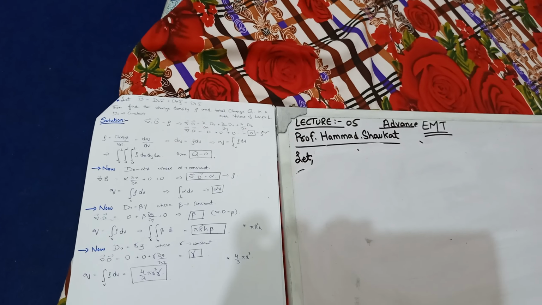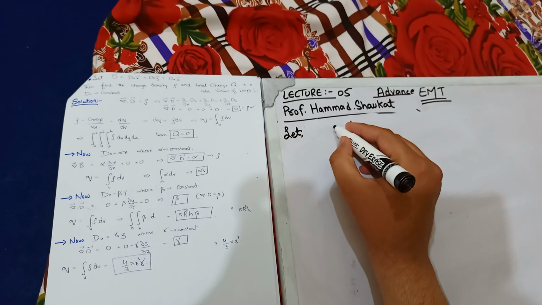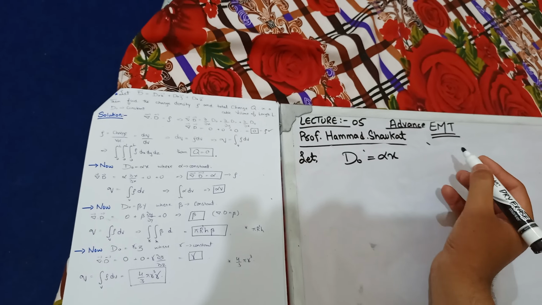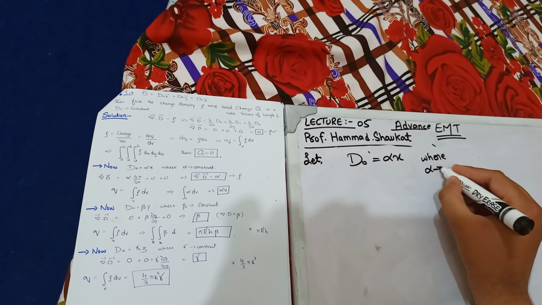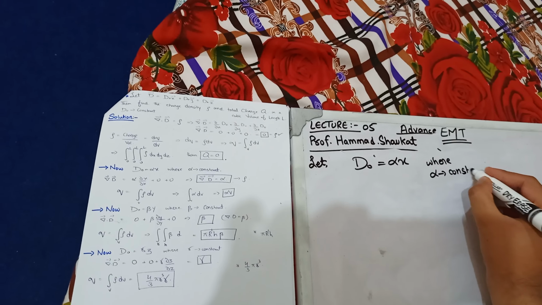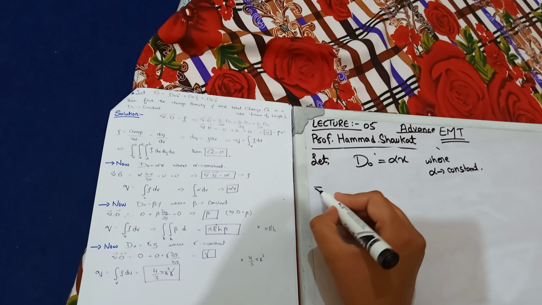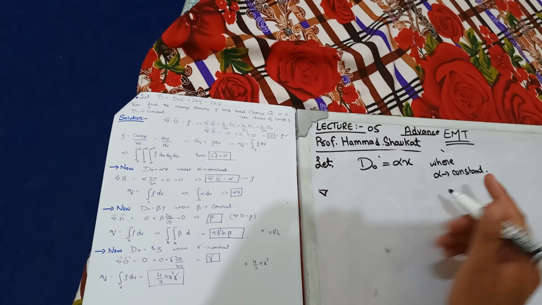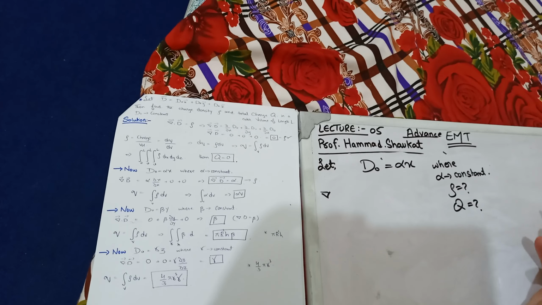There is another further question for this. Now let's suppose D naught is equal to alpha x, where alpha is a constant. Now tell me what you have to do. Simple. Again, you have to find the same thing: the charge density rho and the total charge q.